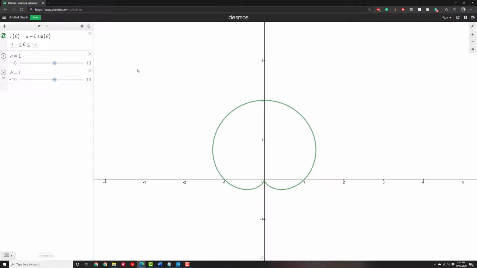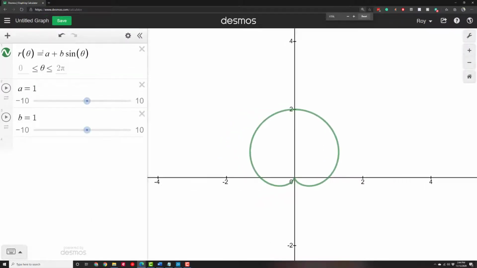So here I am in Desmos. Notice to the left-hand side here, we have a plus b sine of theta. And we're going to play with a and b. What you see right now is a and b are the same. If a and b are the same numbers, remember, sine fluctuates between -1 and 1.